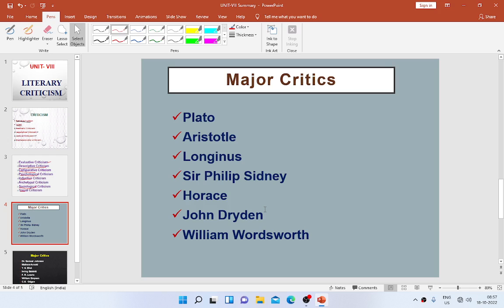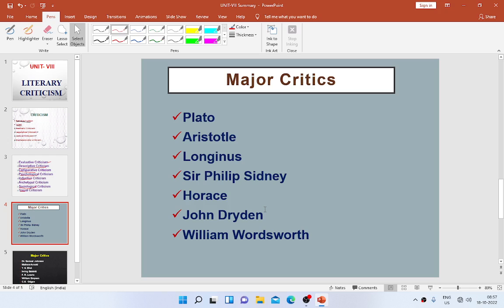He was a classical thinker. He lived in the 4th century BC. He was a moral philosopher. He was a great disciple of Socrates. He was the first critic. He examined poetry as a part of his moral philosophy.